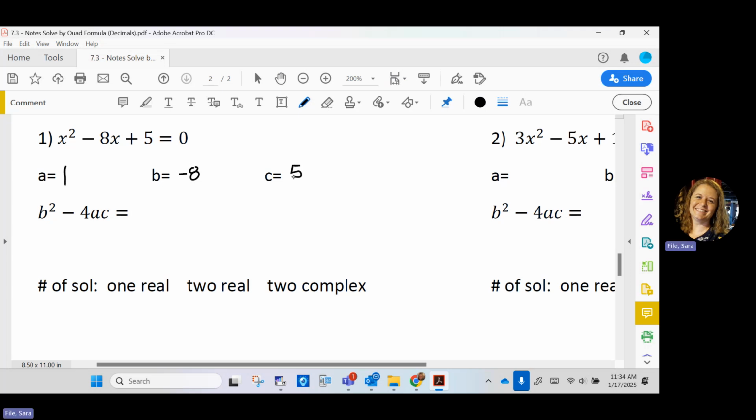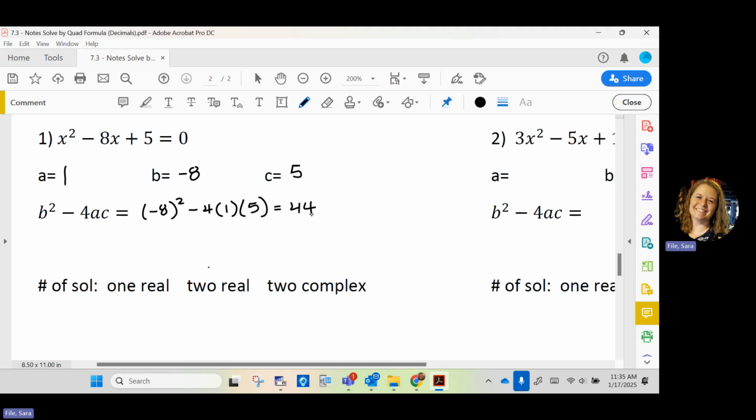Once you identify your a, b, and c, we're going to find the discriminant. So b squared minus 4ac. We plug those in to this expression. You get to use your calculators. If you don't want to do that in your head, you don't have to. So we end up with 64 minus 20, so 44.